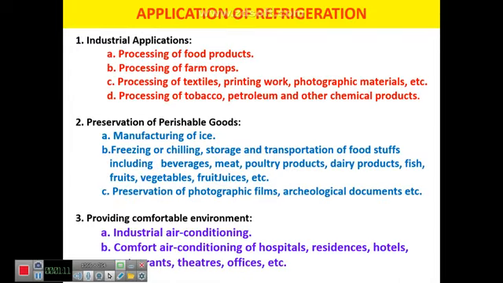Coming to the applications, we have industrial applications like processing of food items, farm crops, textiles, printing, tobacco, petroleum, and preservation of perishable goods like juice items, meat, poultry items, dairy products, fruits, vegetables, films, archaeological documents, and providing comfort. We have industrial air conditioning and comfort air conditioning, giving comfort to hospitals, residences, hotels, theaters, offices, everywhere.